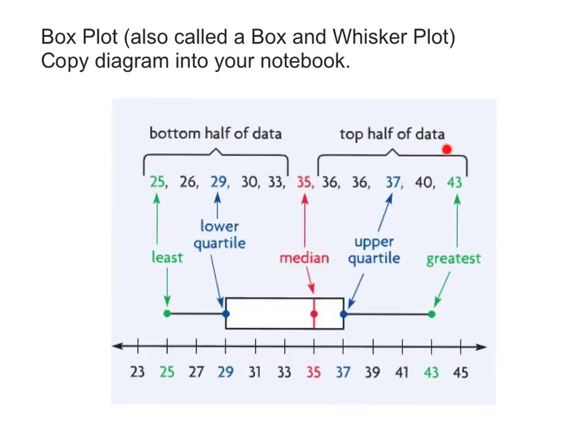Then we look at the top half of the data from the median all the way to the greatest number, and we find the middle number, which is 37. We put that on our diagram, and that's our upper quartile. Once we've done that, we put a box around the lower quartile and the upper quartile, and then we draw lines or our whiskers to our least and our greatest. Okay, that is a box and whisker plot.